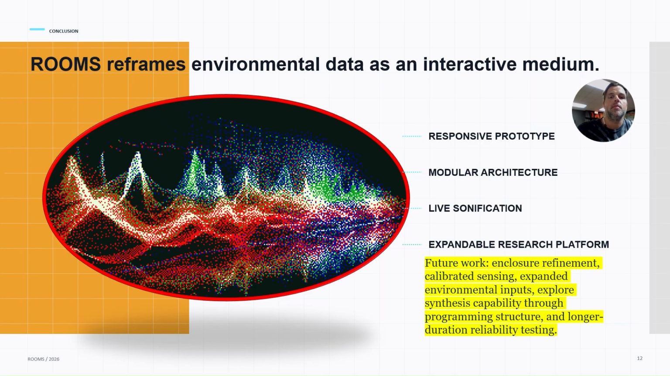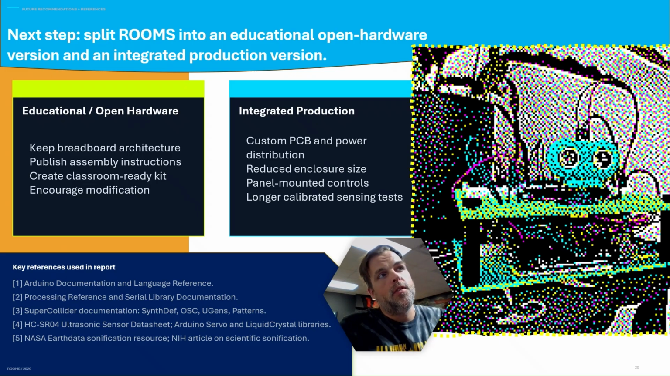reliability testing. The next steps for the Rooms project would be to split it into an educational open hardware version and an integrated production version. The educational version would keep the form factor that it currently has, keeping it modular and open for experimentation. The integrated production model would have a custom PCB, power distribution, a reduced enclosure size, and panel-mounted controls.